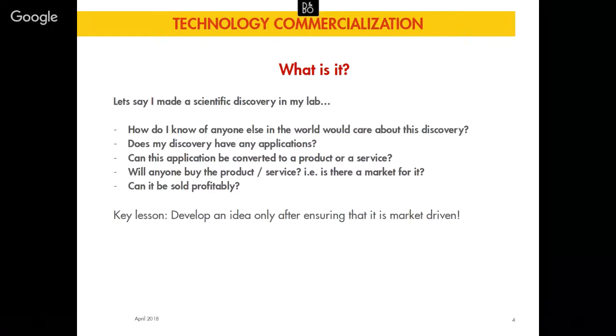or a service. In my case, I was thinking about my discovery of novel colloids, and I thought that maybe it could be used as a framework to develop new liquid based consumer products, and that could be the application. So once I make this product, will anyone buy it? And will they buy it in such a way that it will make a profit for me and my investors? So the key lesson here is you want to develop an idea only if there's a profitable market out there for that idea. So that's basically the idea behind technology commercialization.